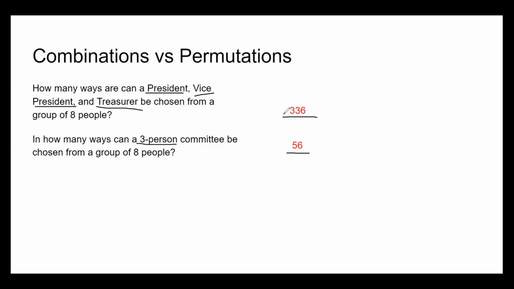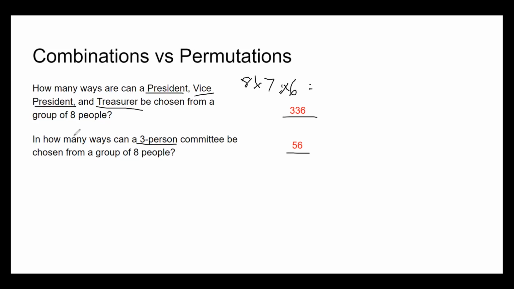To get these actual values, you can use a similar method to the warm-up. For the first question, there are 8 ways to choose the president, then 7 ways to choose the vice president, then 6 ways to choose the treasurer, because the person who's president can't be vice president at the same time, and the same for the other positions. If you evaluate this, it is equal to 336.